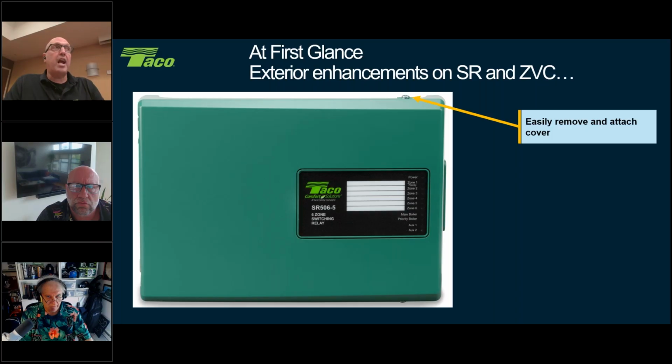So for anybody that's ever put a cover on a switching relay or a zone valve control, did you get all 4 screws the first time? No. You only get 2 on the top or the bottom, depending on where the control is positioned. You always messed it up somewhere, right? So now it always lands onto those 2 screws.